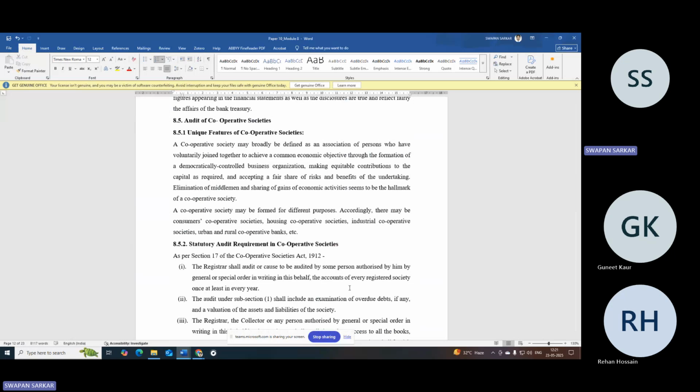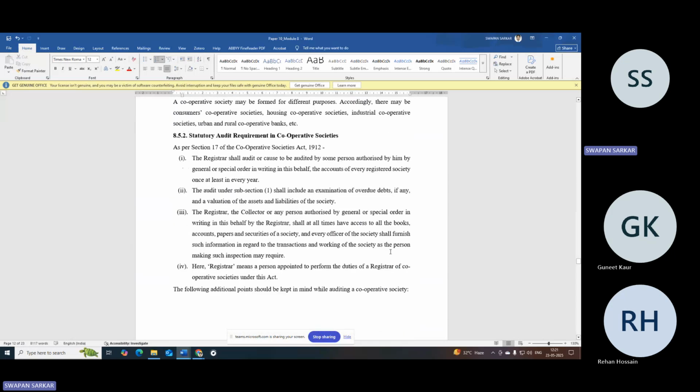A cooperative society may be formed for different purposes. Accordingly, there may be consumers cooperative society, housing cooperative society, industrial cooperative society, urban and rural cooperative society, cooperative banks. Statutory audit requirement of cooperative societies.